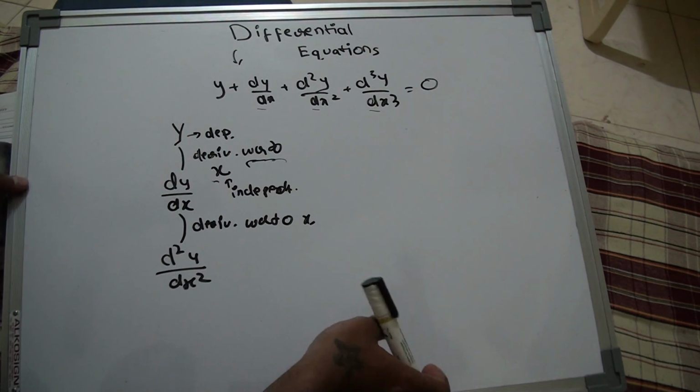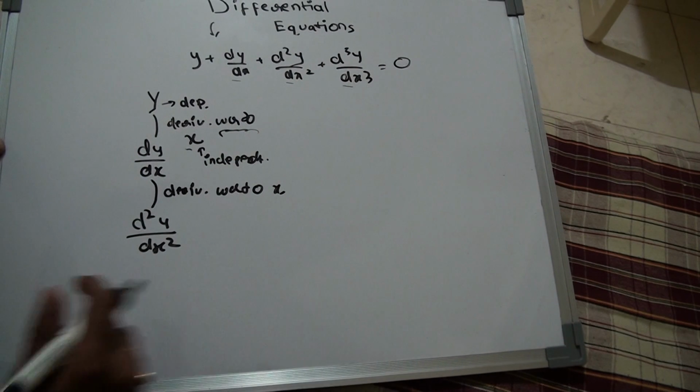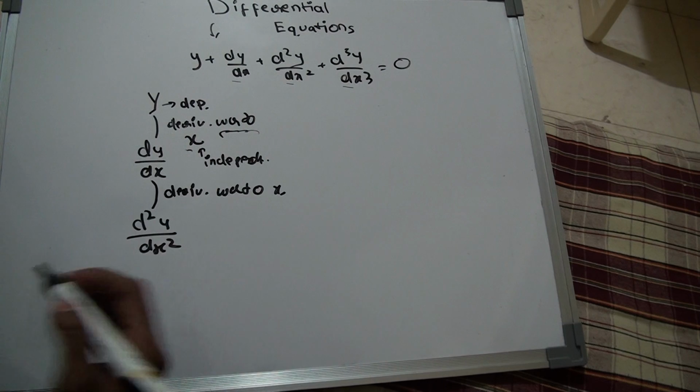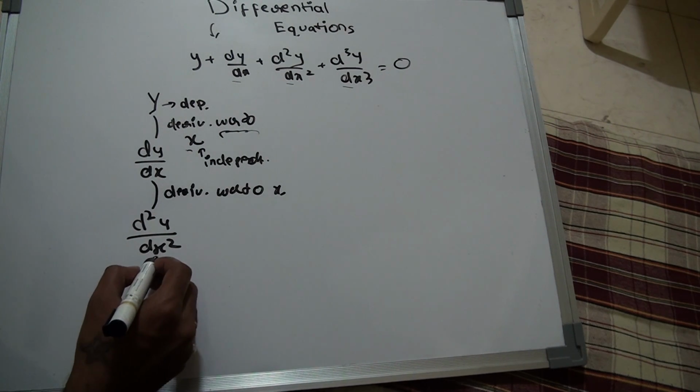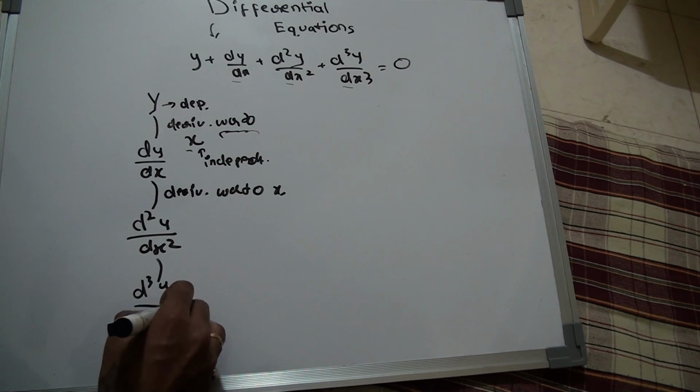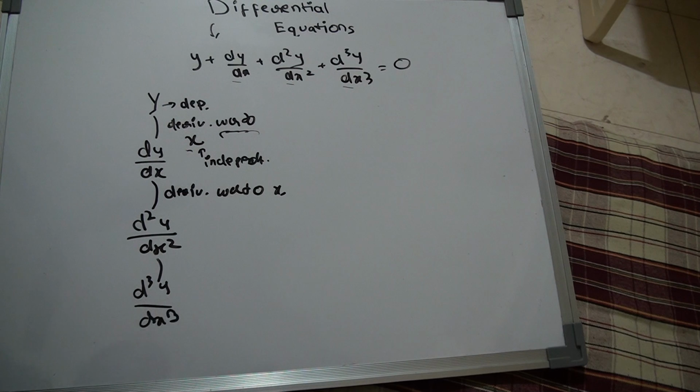Okay, then what will happen? You're still not satisfied with the answer that you've got. You're still not satisfied with the result. Then what will you do? You will take its derivative again to get the answer d3y upon dx cube. So now see carefully.